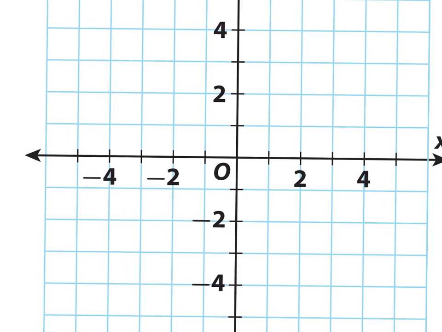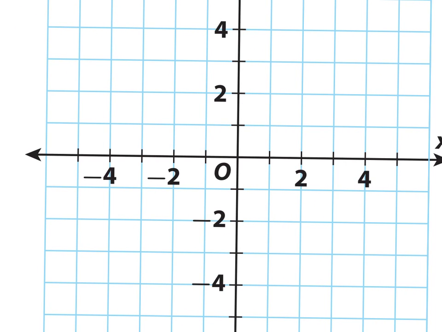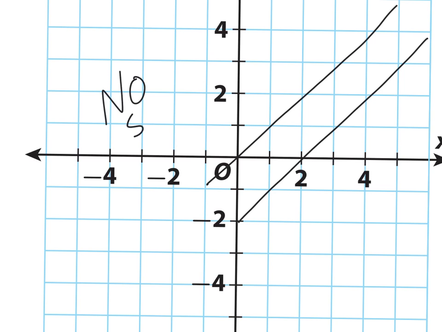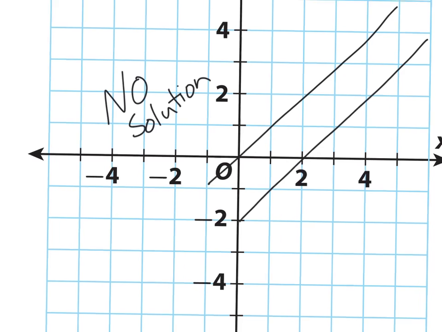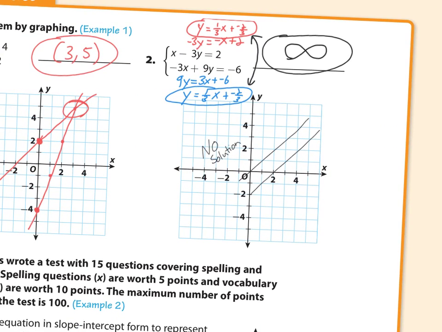Now, again, let's say you graphed that line right there, and then you came back and graphed that line right there. What can you tell me about those two lines? Parallel. They're parallel. They're never going to cross each other. So that would be no solution. All right. There you go. That's systems of equations. Not too bad.